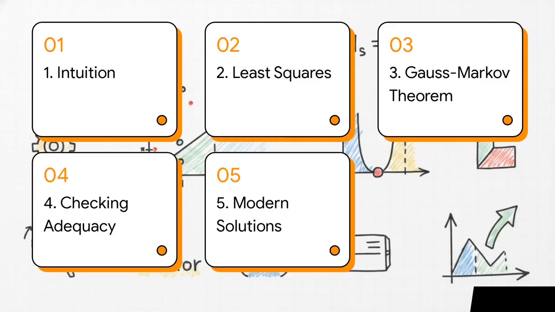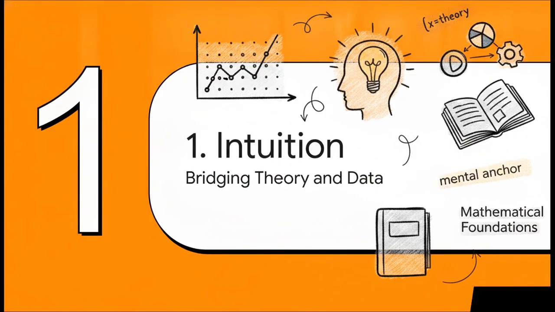Here's our roadmap for today. 1, the intuition behind linear regression. 2, the method of least squares. 3, the Gauss-Markov theorem. 4, checking model adequacy, and finally, 5, modern solutions and regularization. All right, let's dive into part 1, intuition behind linear regression, bridging theory and data.